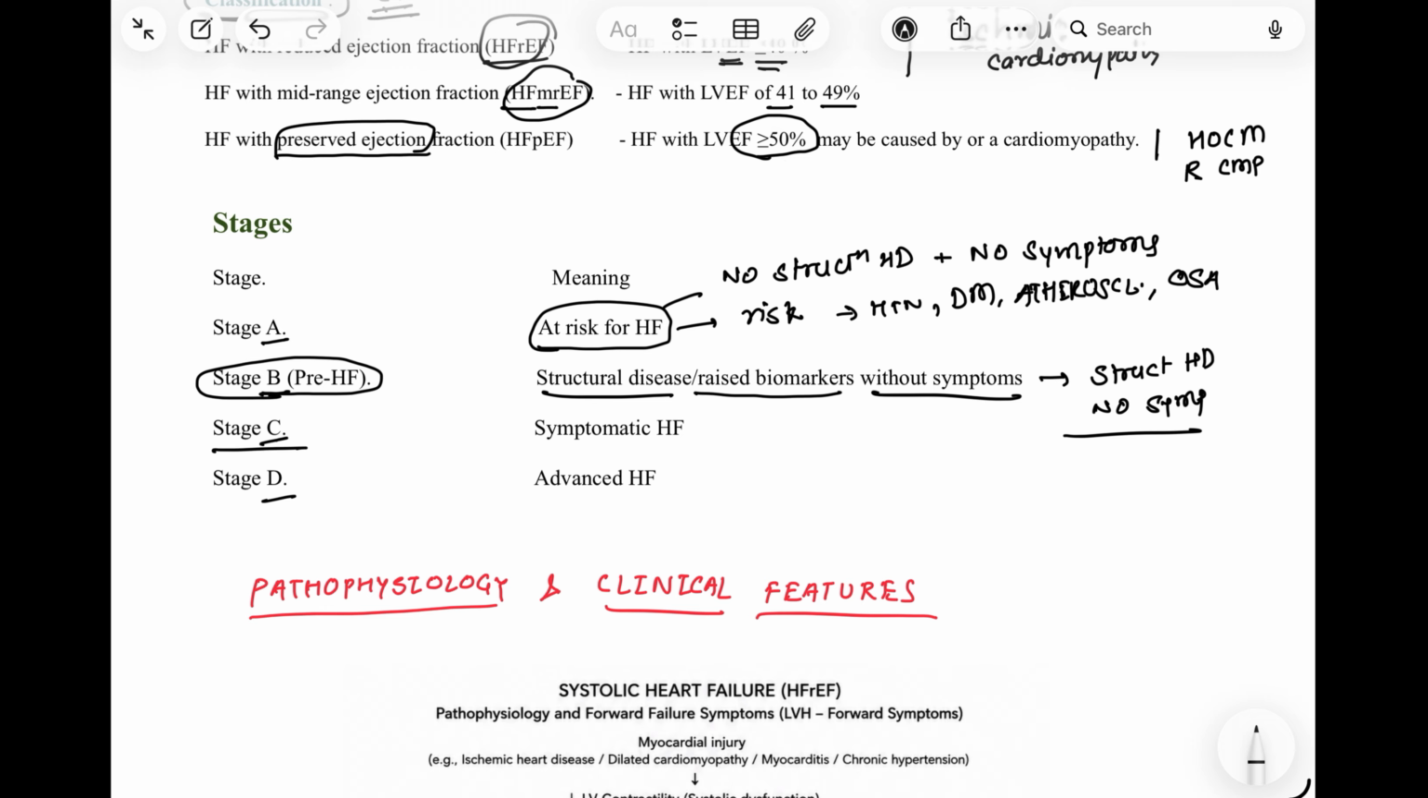Next is stage C. Now what we get in stage C is symptomatic heart failure. There is structural heart disease and there are symptoms as well. But this condition can be managed with medications, right? So whenever we use our 4 pillars of medication, stage C heart failure will respond, right? But on the other hand, stage D is somewhat advanced heart failure, which is not managed by medication. Medication in the sense of medical management. So this stage needs dialysis to improve its condition.